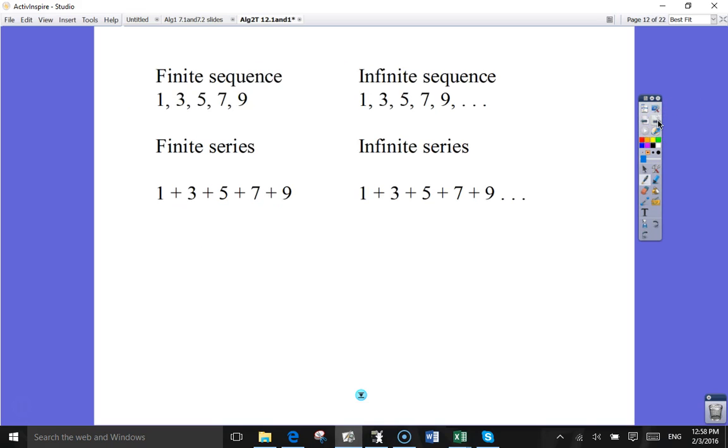Now a series, just like a sequence, could be finite, it could be infinite. Right? A finite series just means you're adding up a fixed number of terms. An infinite series means you're adding up an infinite number of terms. In either case, sequence or series, the infinite is represented by the dot, dot, dot.